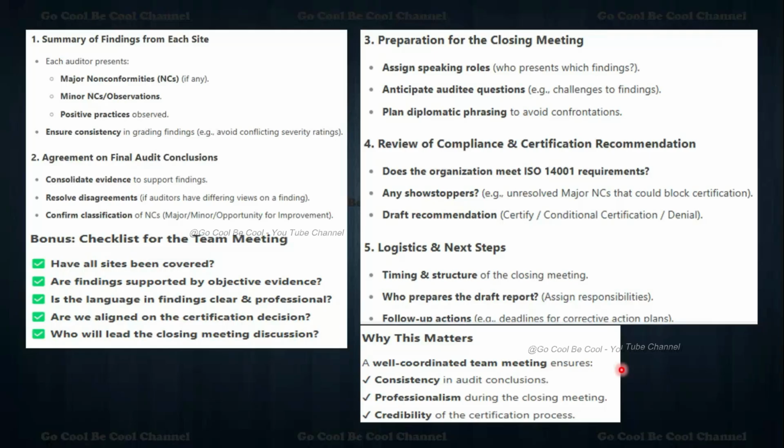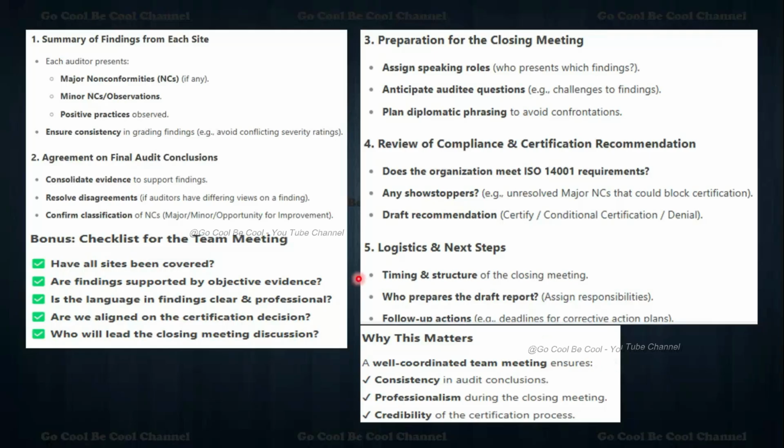Also, separately, a meeting will happen among the auditors. They will discuss what is the best we can do, what we can avoid, what we can take as an opportunity for improvement, and what exactly we can fix as an NC, like that.